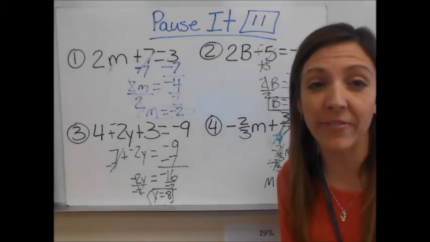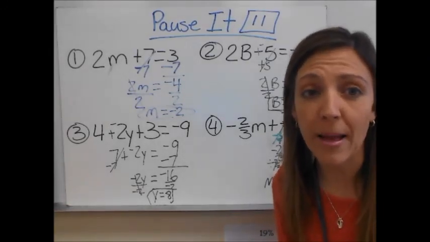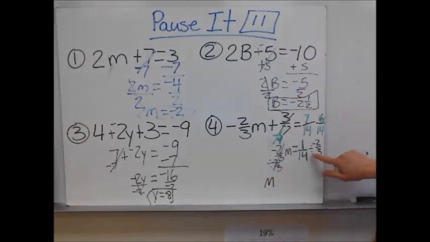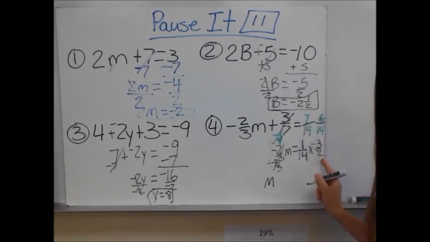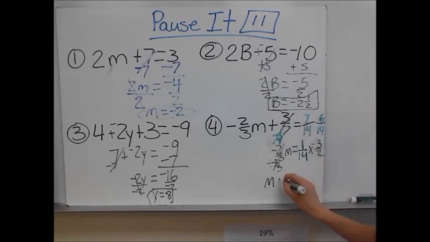Well, I remember that when I divide, the rule is to multiply by the reciprocal. So instead of dividing by a negative 2/3, I'm going to multiply by a negative 3/2, which is the reciprocal of 2/3. And when I do that, I get 1 times negative 3 is negative 3, and 14 times 2 is 28. So negative 3/28.